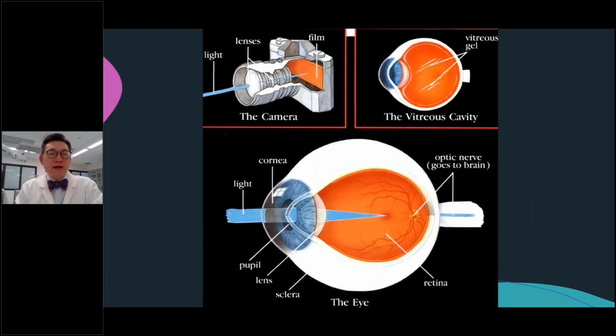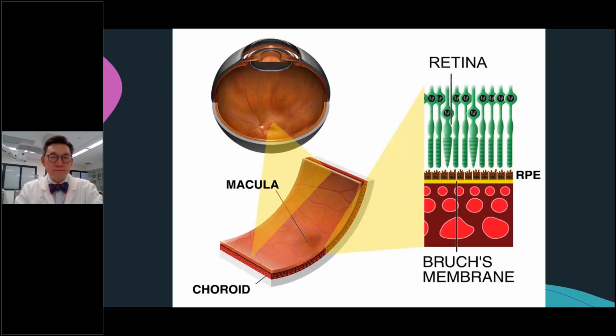We'll go fundamentally to how the eye is set up. The eye is like a camera, the retina is like the camera film, and if you look at the bottom illustration, you can see that the light focuses on a small part of the retina, and that is called the macula. That is the part of the eye that we use for fine vision. This is another image showing you that there are layers in the retina.